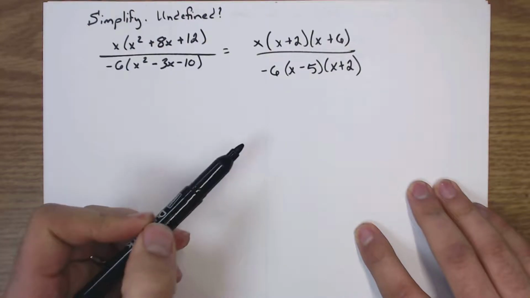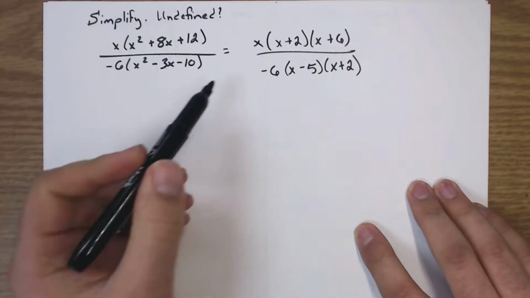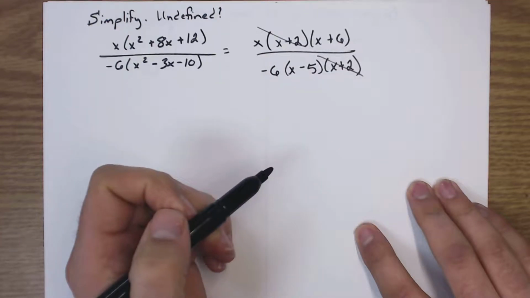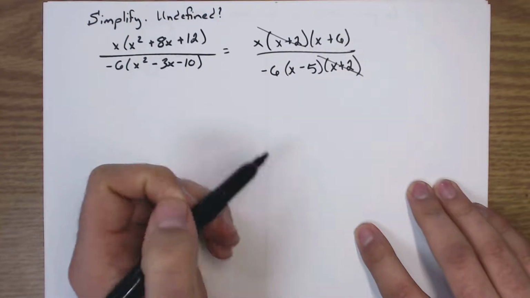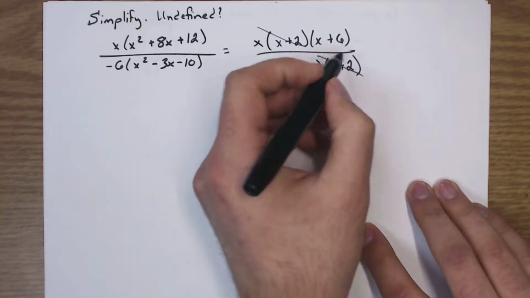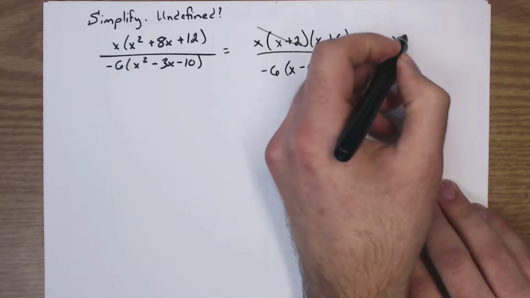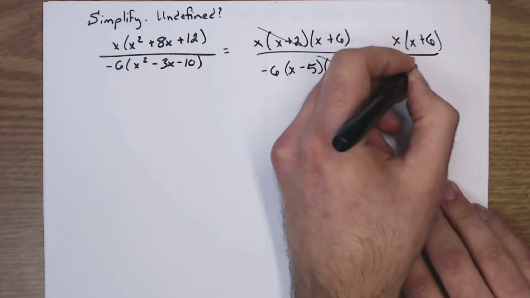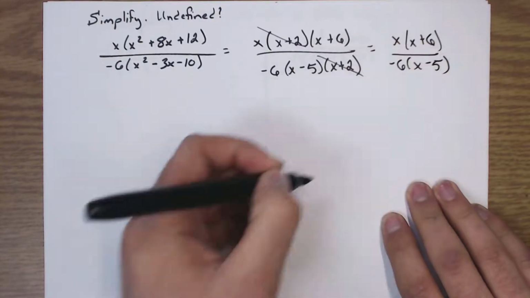Again, there's stuff we have on top and bottom that we have in common. We have an x plus 2 and an x plus 2. Well, those two things cancel out. We have a little bit of stuff left. I'm just going to rewrite that. We have an x and an x plus 6, and we have a negative 6 and an x minus 5.